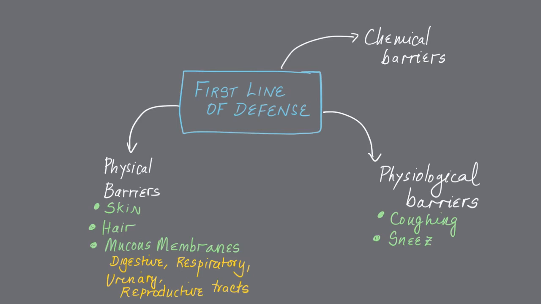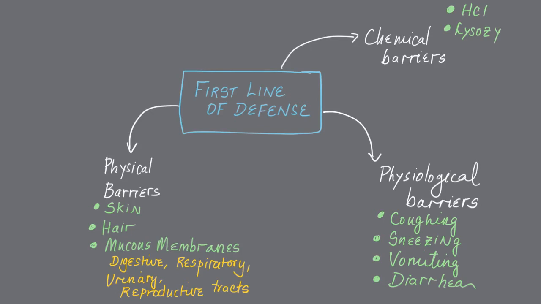Coughing, sneezing remove pathogens from our respiratory tract. Vomiting and diarrhea remove pathogens from our digestive tract. They might be unpleasant, but they are there for a reason. They benefit us by protecting us against the pathogen.